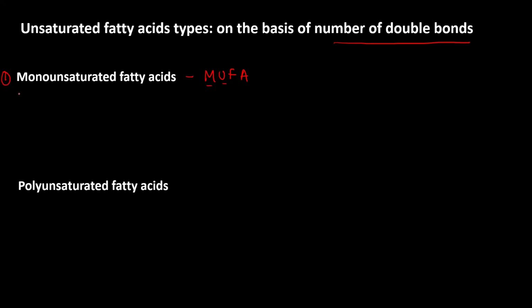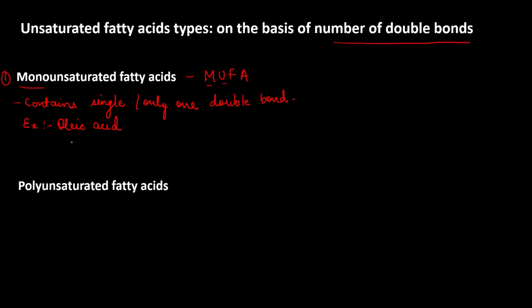Okay. Now, as the name suggests, mono means single. Okay, so it contains a single double bond, right? Only one double bond. Okay, and what is the example of monounsaturated fatty acid? The example is oleic acid. Oleic acid has 18 carbon and one double bond, right? So it is monounsaturated fatty acid.